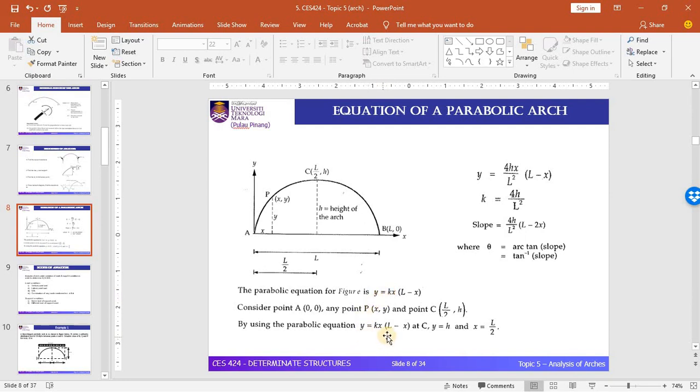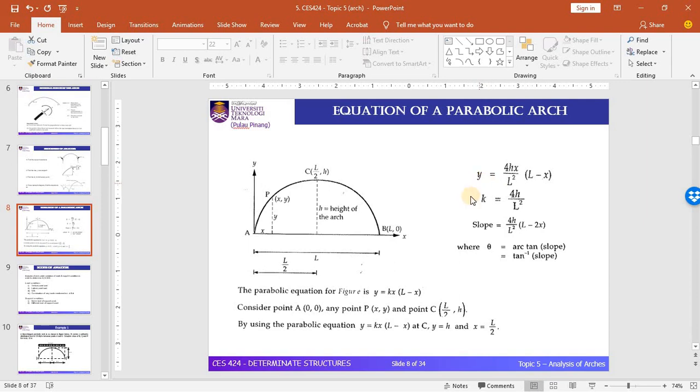The value of k can be obtained by considering the position of x, specifically if you look in the diagram at point C, where we have a coordinate of L over 2, h. By substituting the coordinate at point C, you can solve for k, which is k equals 4h over L squared. You can try to prove this yourself by substituting the coordinate of C into the parabolic equation. Then substitute this k into the parabolic equation and you will get the equation of y. This is the rise y.